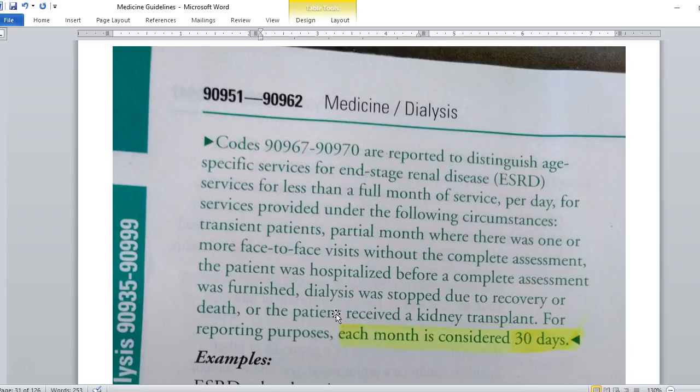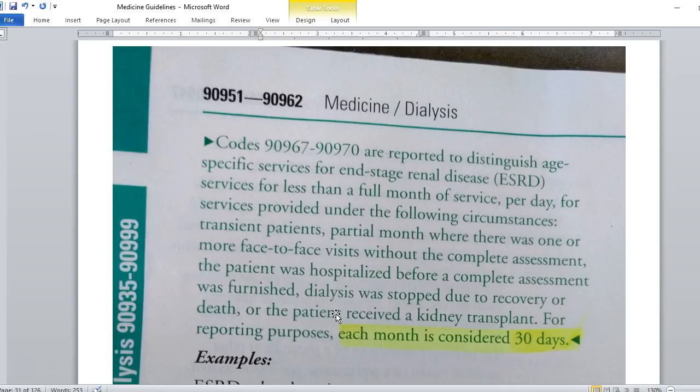So these codes 90967 to 90970, which come at the end of hemodialysis of ESRD services, for less than a full month of service per day for services provided under the following circumstances. So either it's a transient patient, okay, so I've worked in a variety of primary care facilities where a patient is a snowbird, where they live in New England for part of the year and they live down in the south like Florida for other parts, and a lot of times they're leaving part way through the month. So we can't code for a full month of service if we work for the dialysis center. We have to code for each day they came in.